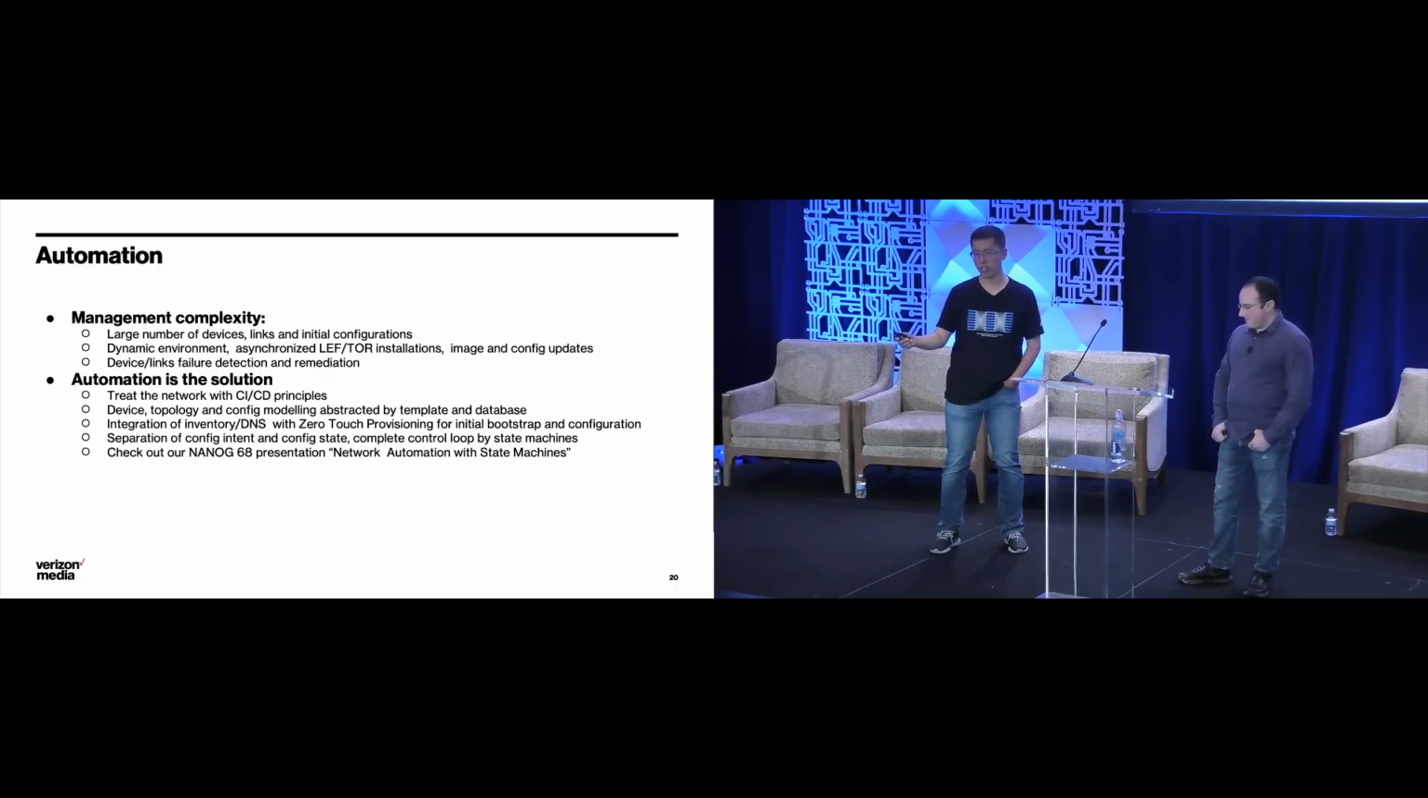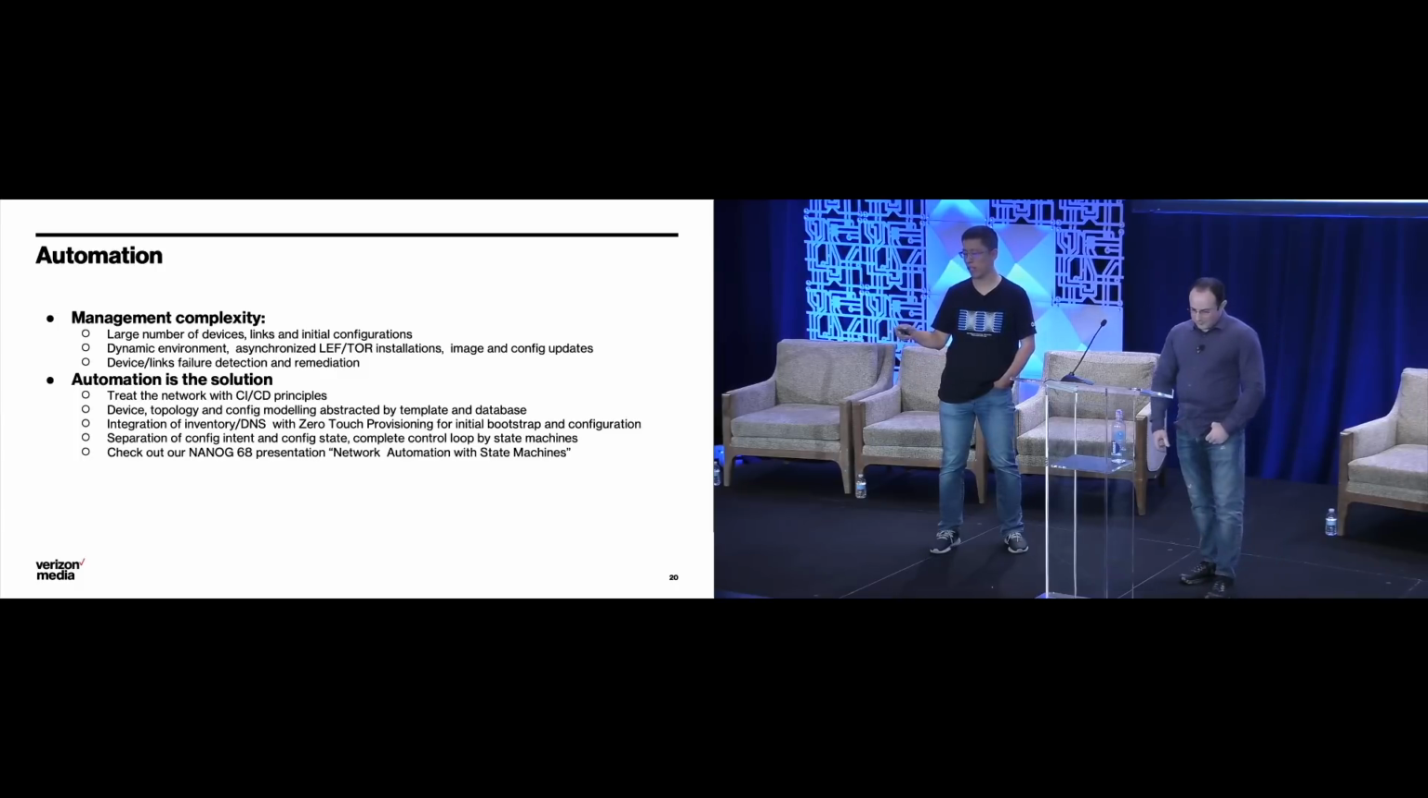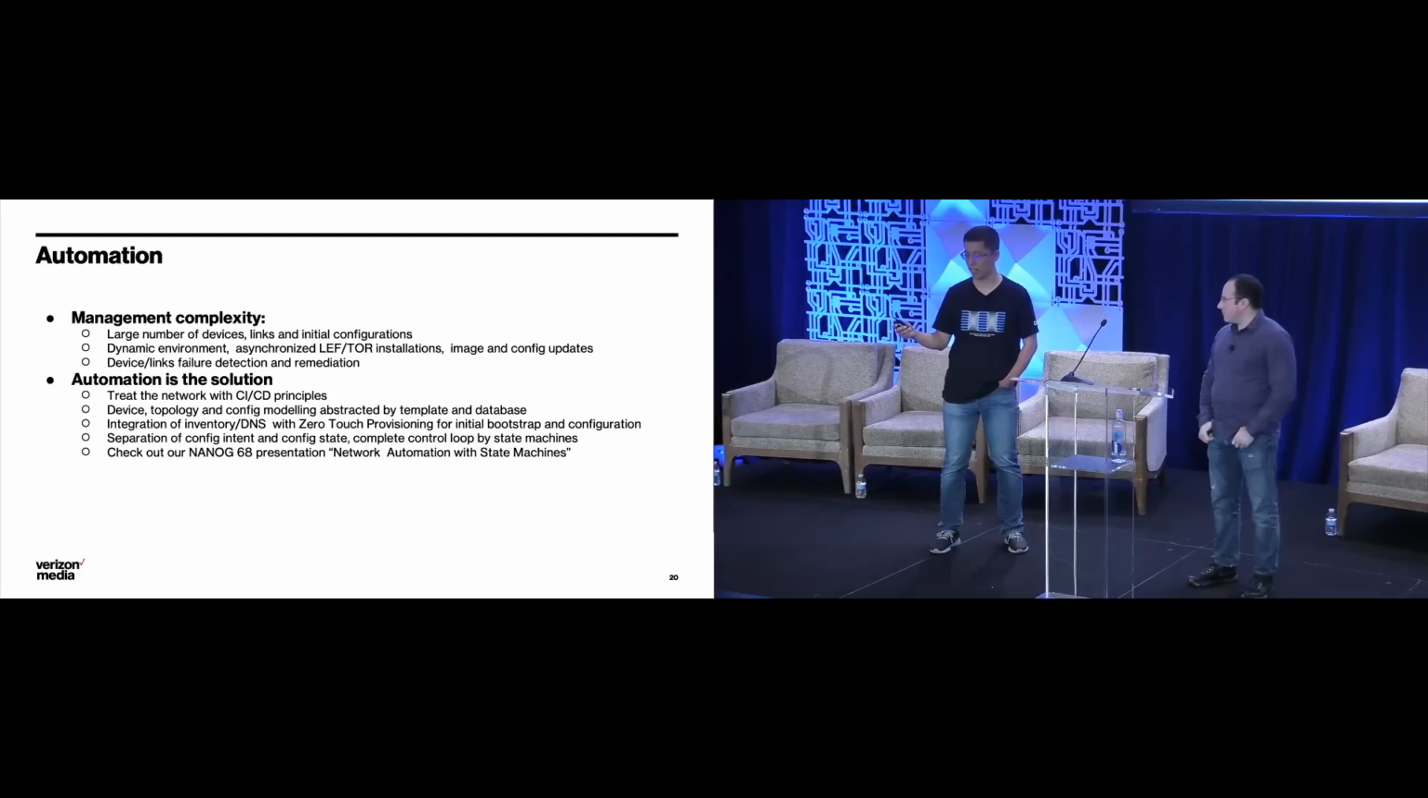And we basically treated the network with CI/CD principles. The devices, topology, and configuration, we modeled and abstracted them by template and database. We integrate the inventory management systems and DNS, and with zero-touch provisioning, they are bootstrapped automatically. We also separate the config intent and the config state so that we have built a complete control loop by the state machines. There is actually a talk that we did in NANOG 68.